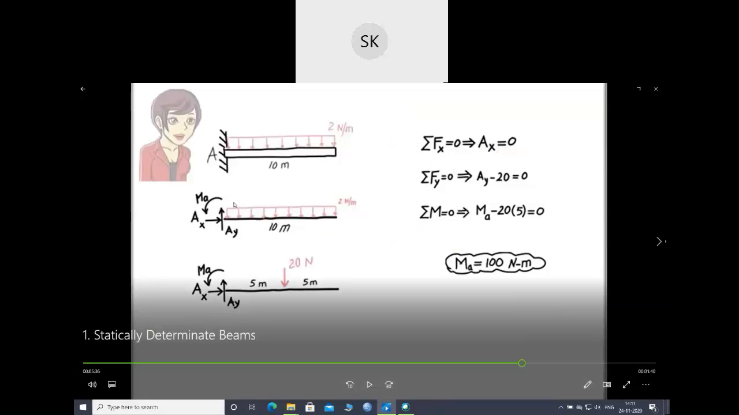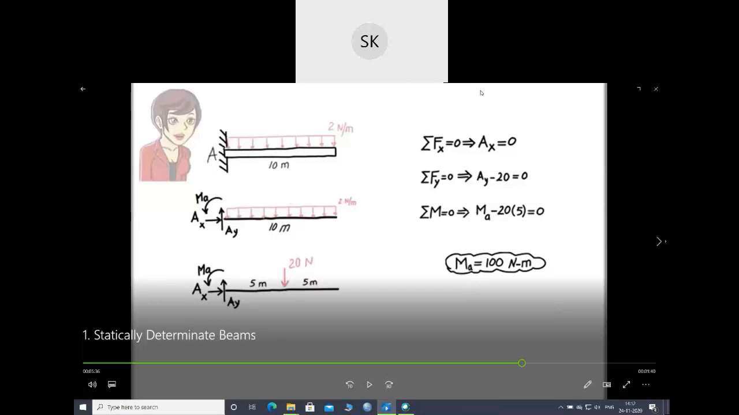So the vertical forces: in the upward direction is AY, in the downward direction it will be 10 into 2, 20. Don't get confused about how I got this 20. This equals 0. And now the moment of all the forces about point A. I know this fixed reaction will generate a moment. This is my MA. I'm taking anti-clockwise as positive, so consider clockwise as negative.